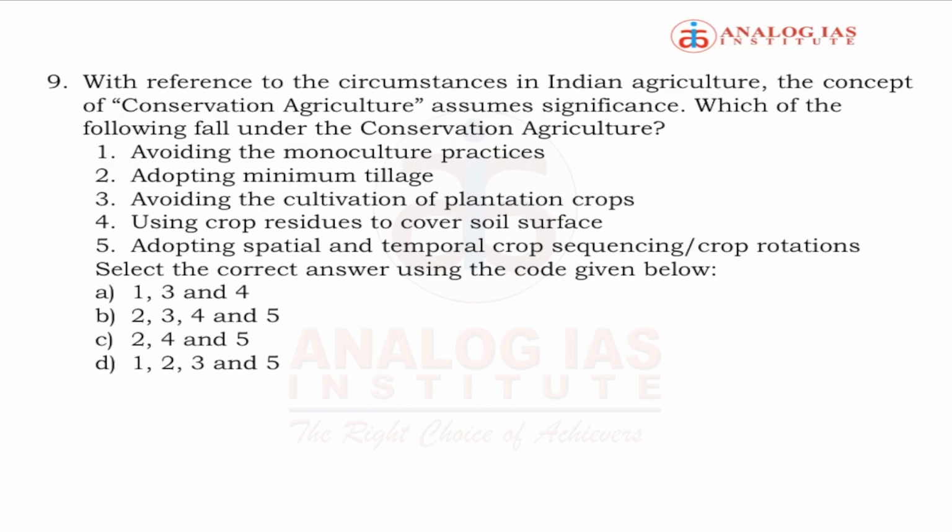Moving on to the next question. With reference to the circumstances in Indian agriculture, the concept of conservation agriculture assumes significance. Please remember conservation agriculture here. Which of the following fall under conservation agriculture? Let me put all these things in the appropriate place here. Number 1, avoiding monoculture practices. What would we achieve by avoiding monoculture practices? We would have genetic diversity of plants.